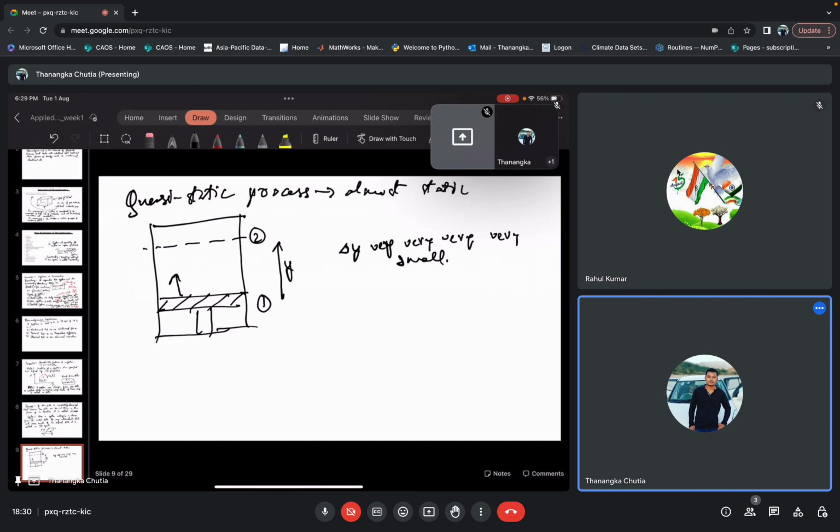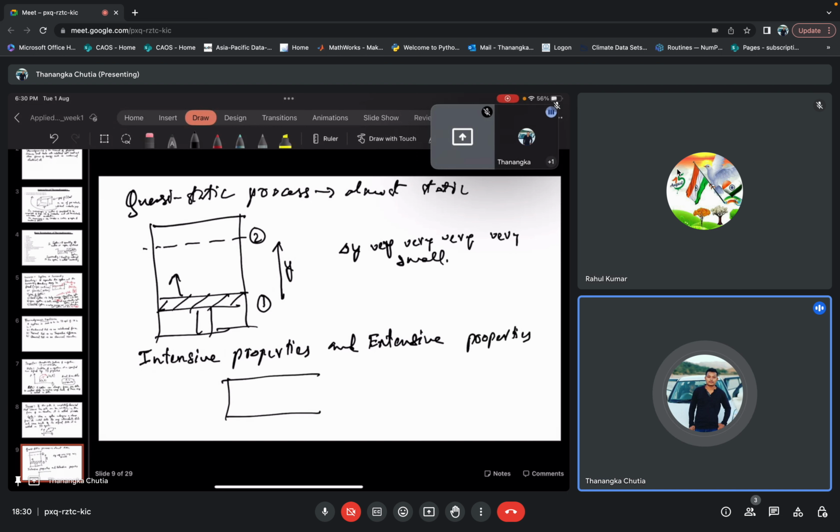Next, we have studied thermodynamic properties. There are different types of thermodynamic properties: intensive properties and extensive properties. Now suppose you have a container whose entire mass is m, entire volume is v, pressure is p and temperature is t. Now this same container is divided into two halves by means of a divider.